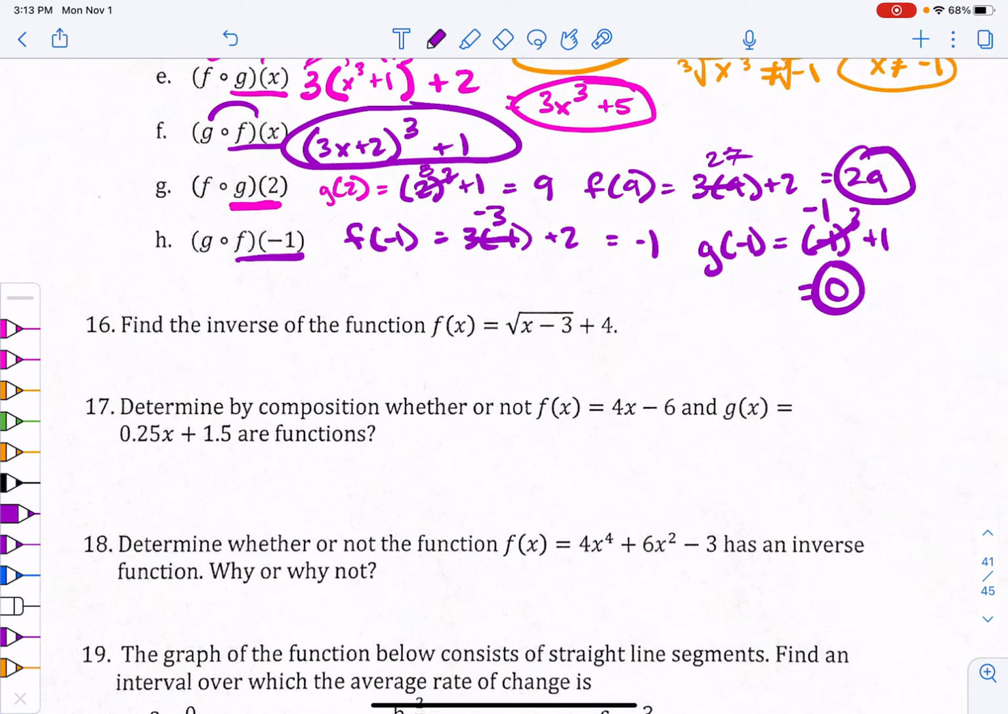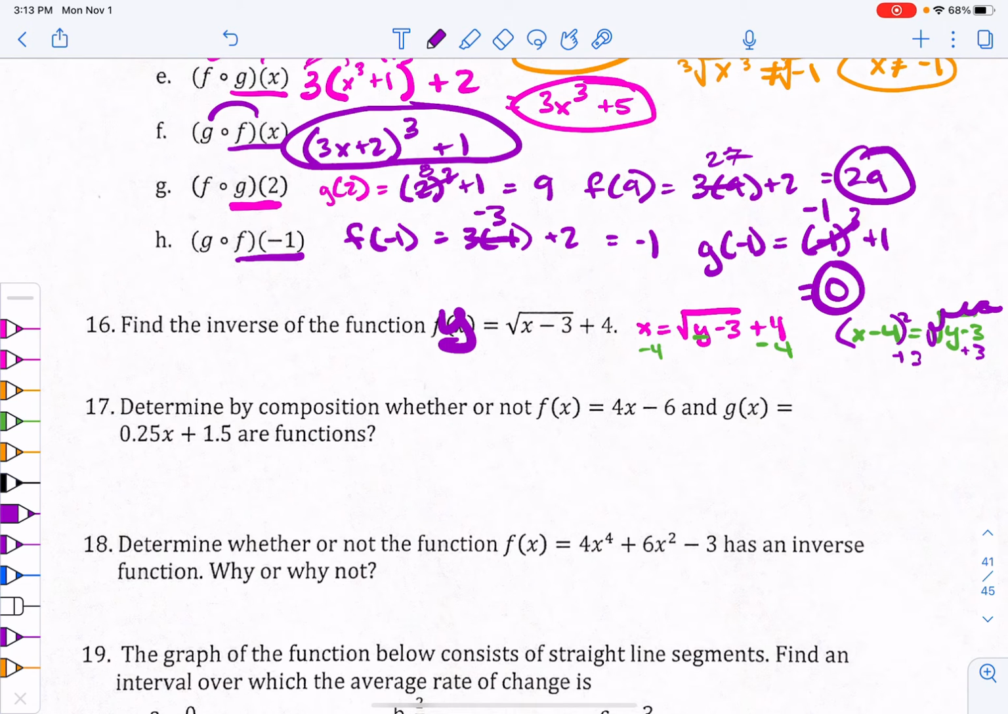16, find the inverse, the 4 steps of finding an inverse. First, you switch the f of x to y, then we switch the x and y. So we've got x equals the square root of y minus 3 plus 4. And now we're just unwinding it and solving for the y here. So we're going to subtract the 4. And we get x minus 4 equals the square root of y minus 3. To get rid of a square root, we square it. So this is now gone, and then I'm going to add the 3 to that side. So y will be equal to x minus 4 squared plus 3.